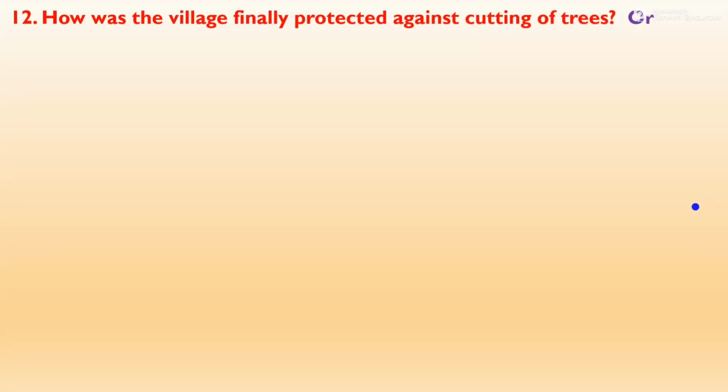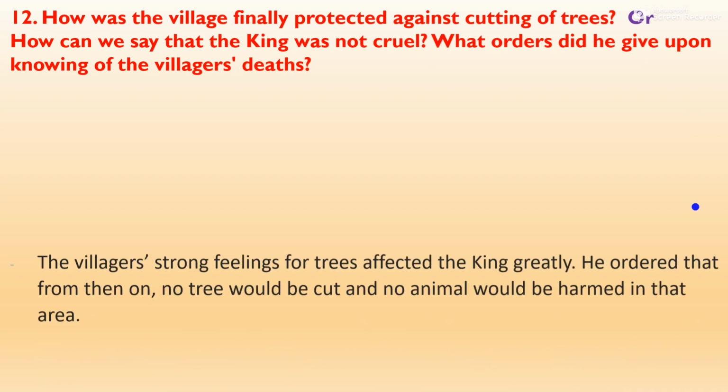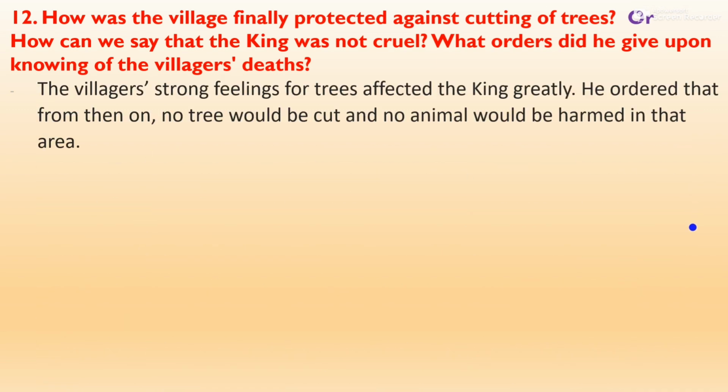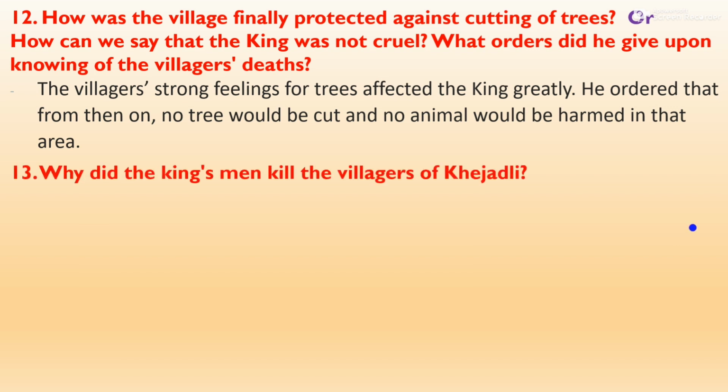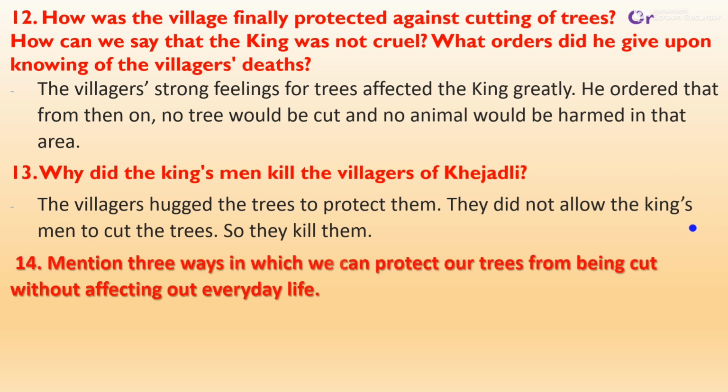How was the village finally protected against cutting of trees? Or how can we say that the king was not cruel? What orders did he give upon knowing of the villagers' death? The villagers' strong feelings for trees affected the king greatly. He ordered that from then on, no tree would be cut and no animal would be harmed in that area. Why did the king's men kill the villagers of Khejrali? The villagers hugged the trees to protect them. They did not allow the king's men to cut the trees, so they killed them.